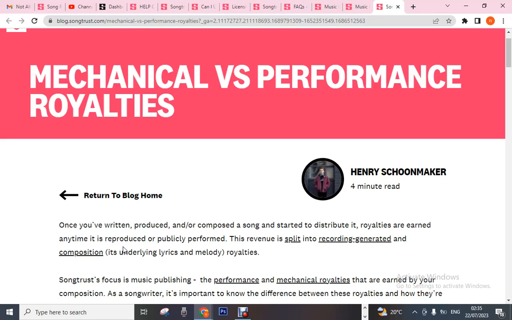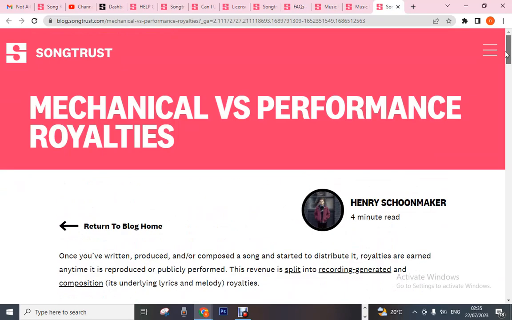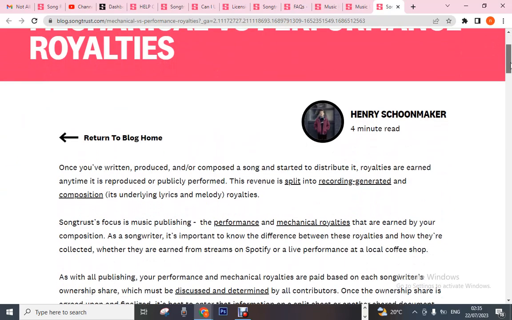Hello creatives, and today we are going to be looking at mechanical versus performance royalties. We are going to be looking at the differences between mechanical royalties and performance royalties, and we try to understand what mechanical royalties are and what performance royalties are.